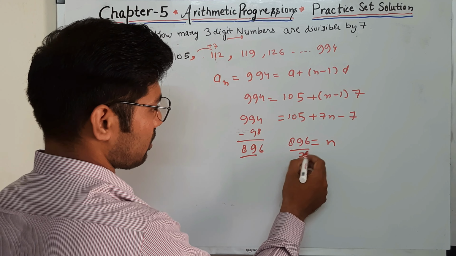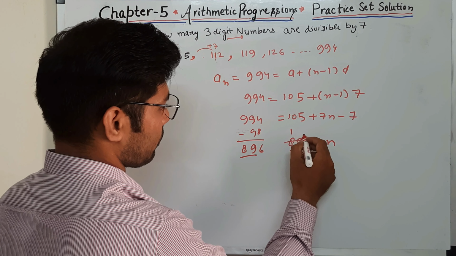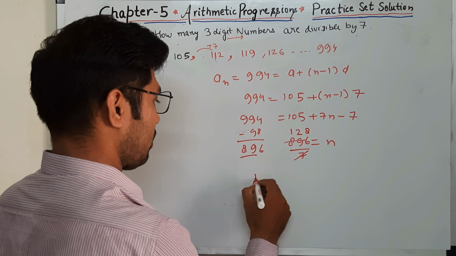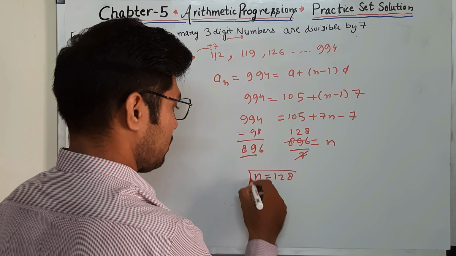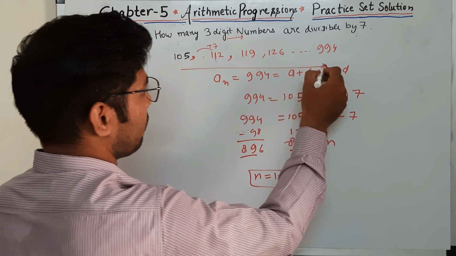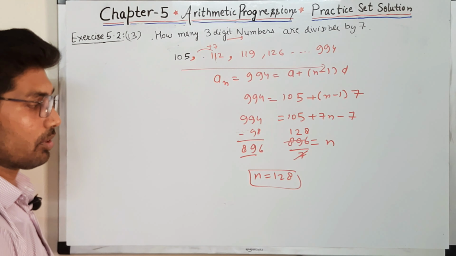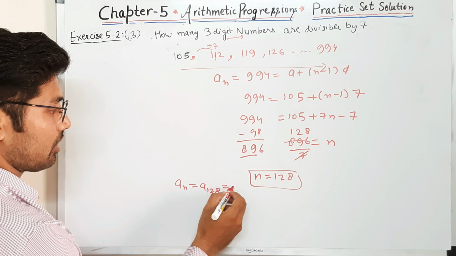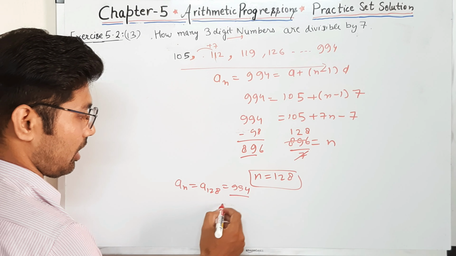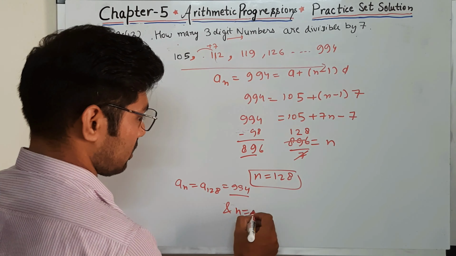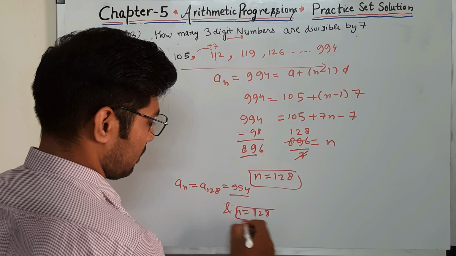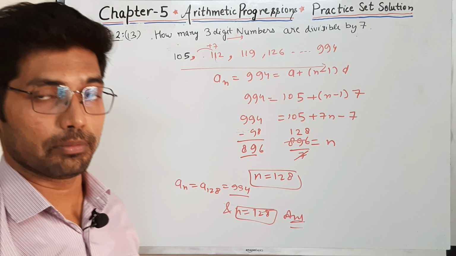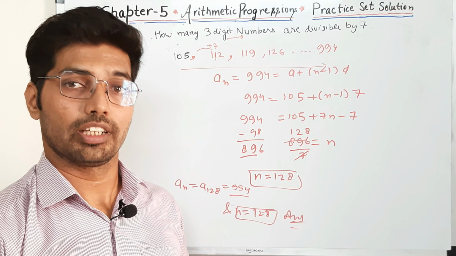Okay, divide this by 7. So n will be 128. So there are a total of 128 terms in this series. Okay, so an, which is a128, is 994 and n is 128. This is our answer. Total 128 terms are divisible by 7 among 3-digit numbers.